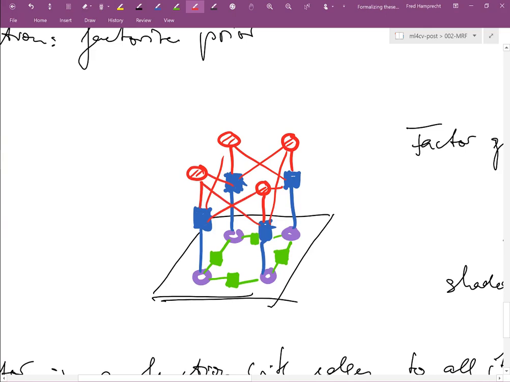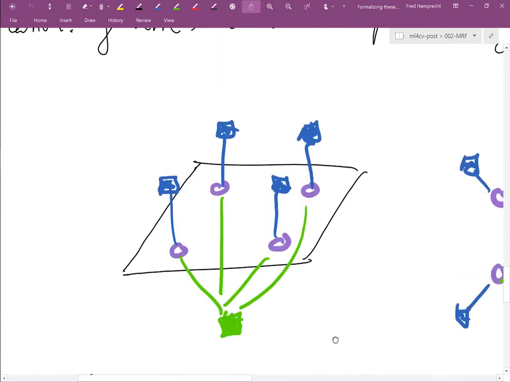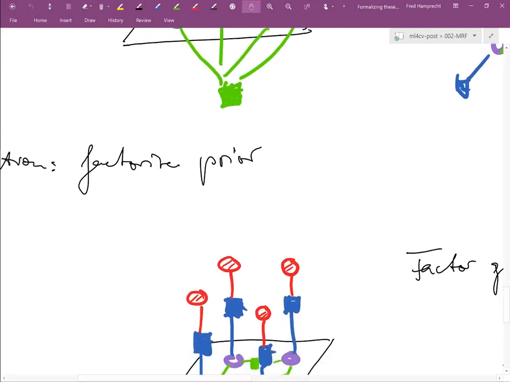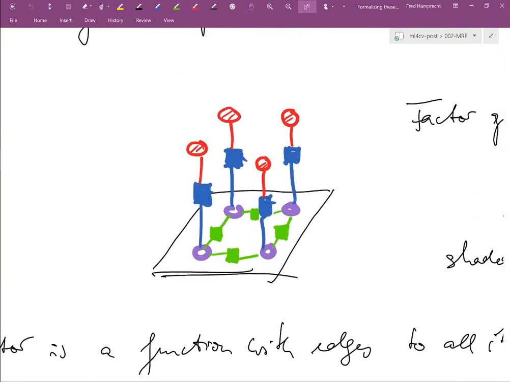However, because the observations are fixed anyway, what my blue factors encode, or how they can be represented, is just in terms of so-called conditional probability tables. So a conditional probability table.